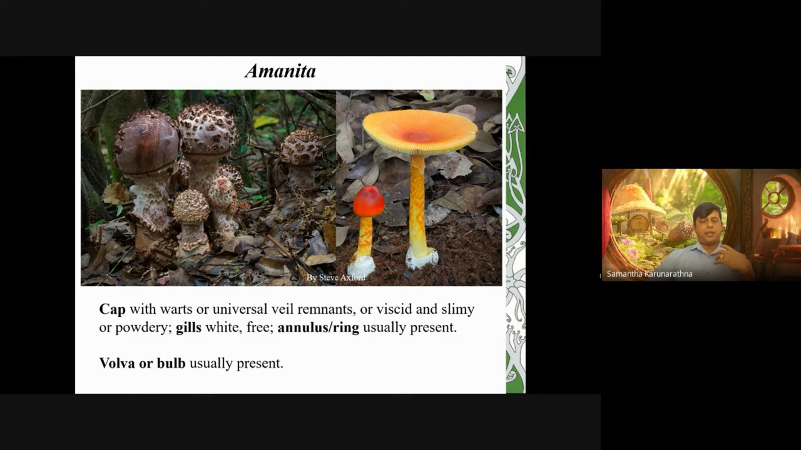And the gills are free. That means not attached to the stipe. And the annulus or ring is present most of the time. And you can see a volva or bulb at the base. So these are the most common characteristics of Amanita. And if you confuse this with Agaricus, Agaricus don't have this volva, and in Agaricus the gills are chocolate brown. But in Amanita, the gills are white and you have a volva at the base. Next one, please.